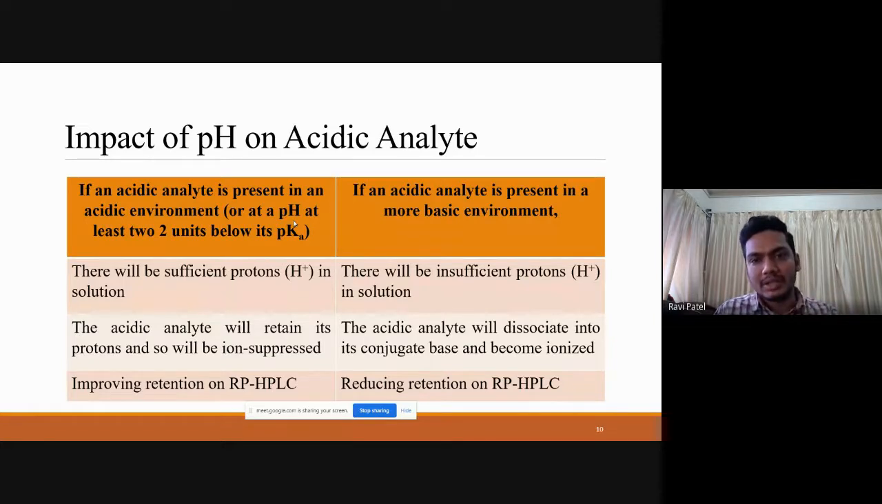And what happens if acidic analytes are present in a more basic environment? If I select a basic pH of the mobile phase, what happens to the acidic analyte? Then my compound is ionizing in nature, so 99% of my compound is in ionized form. Ionized forms are generally considered polar in nature, so it will interact with the mobile phase rather than the stationary phase, and it elutes faster. In this way, we are reducing the retention time on RP-HPLC. Understand?